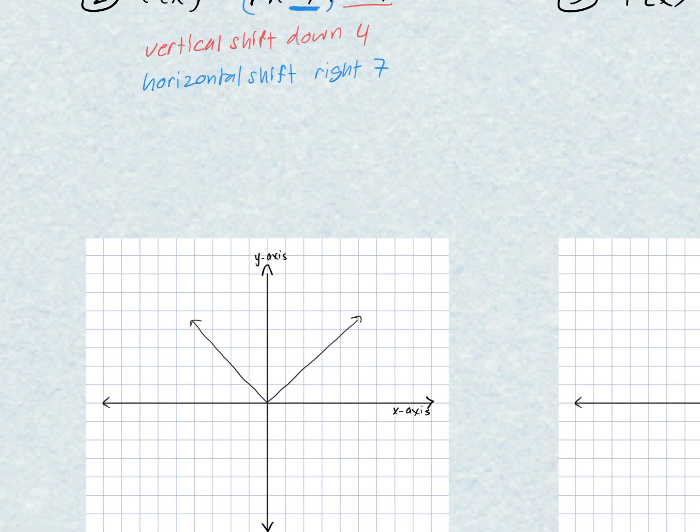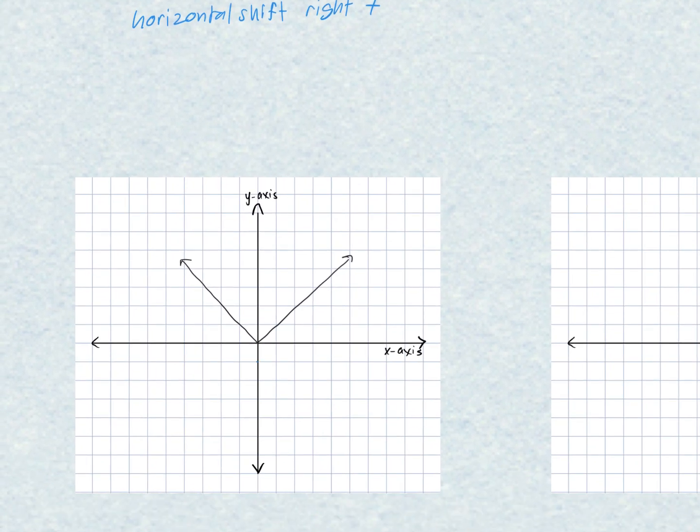So let's take this V shape. We're going to go down 4: 1, 2, 3, 4, and we're going to go to the right 7: 1, 2, 3, somewhere right there. And it's going to look something like that.